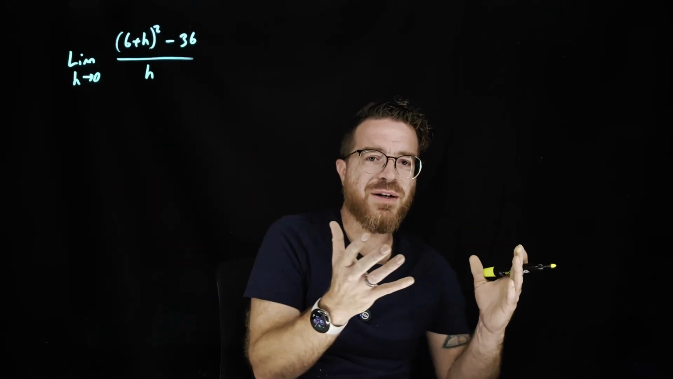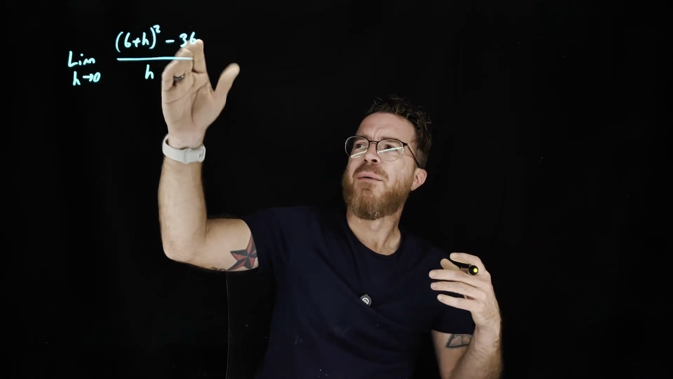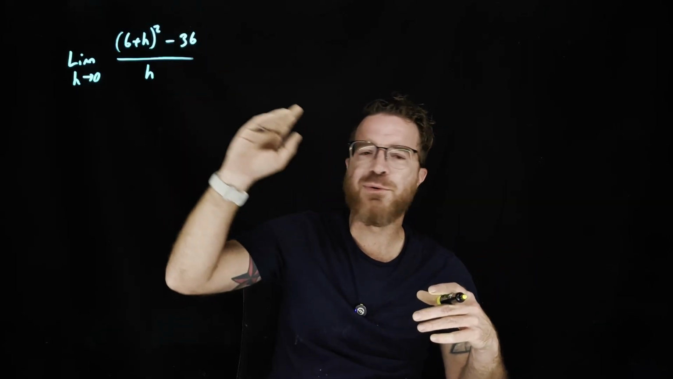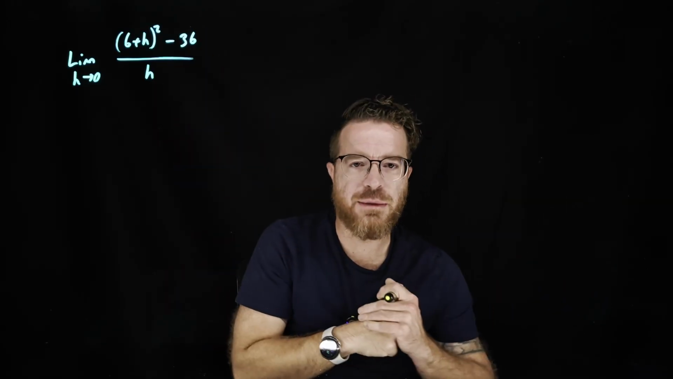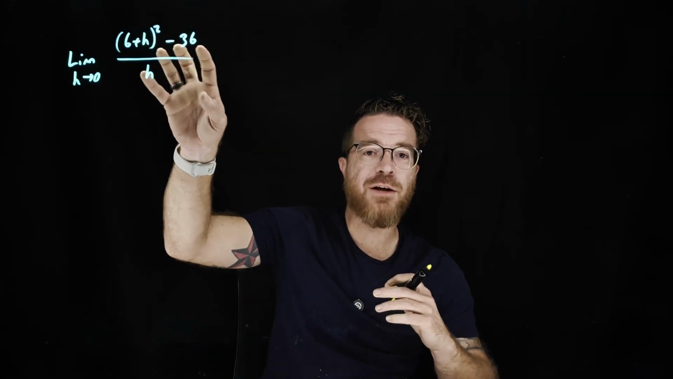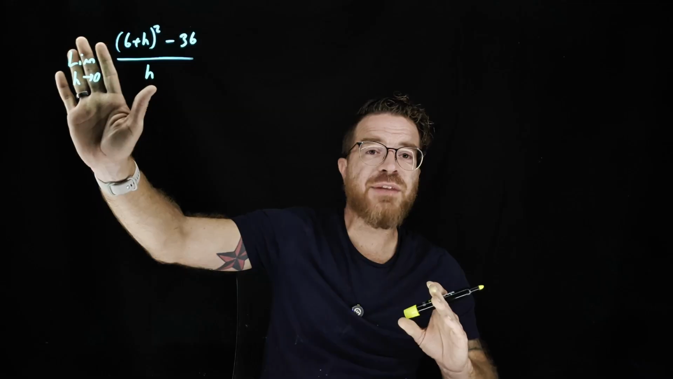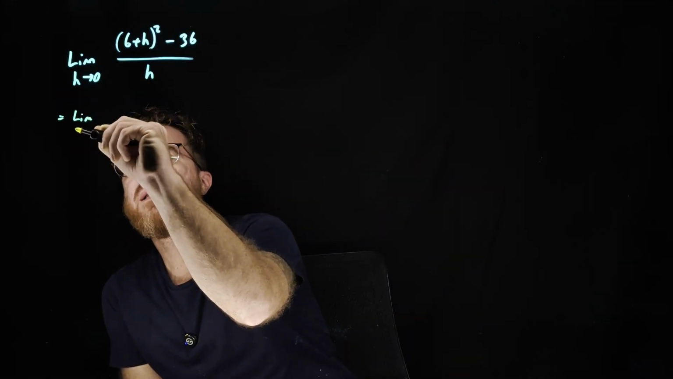So we know from our prior example that we're first going to have to expand the (6 plus h) squared into its different terms. We're going to do some cancellation, get rid of the h in the denominator, and then we'll use our limit laws to evaluate. So while we're doing all this algebra, we're not actually evaluating our limits. We're just going to leave that limit there for now.